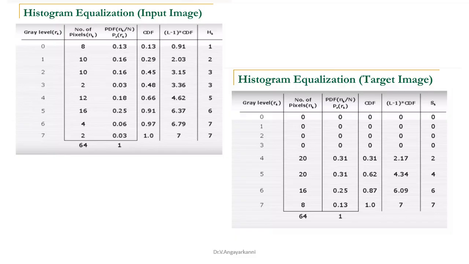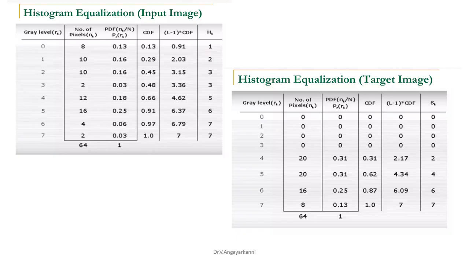Procedure is the same. As in the earlier example, the number of pixels are listed here and its probability is calculated, and cumulative probability is calculated by adding the first two values, 0.13 plus 0.16 is 0.29. Then cumulatively you add all three values, 0.45. Similarly, you add all five values, 0.48. Like that we have to find the cumulative probability. Then L minus 1, that is 8 minus 1, into CDF. Then its corresponding H value.